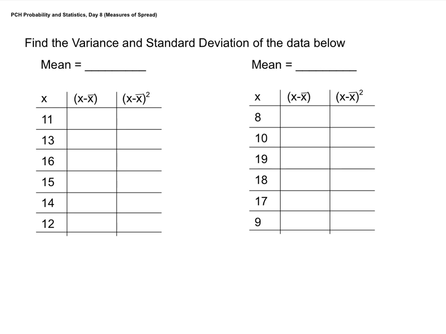So let's do an example. Once you do it once or twice, it's actually a little simpler. I like to use a little table like this. It helps me stay organized. So here are my scores: 11, 13, 16, 15, 14, and 12. What's the mean of these?